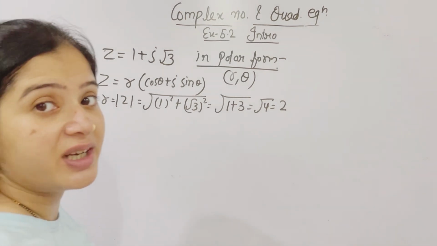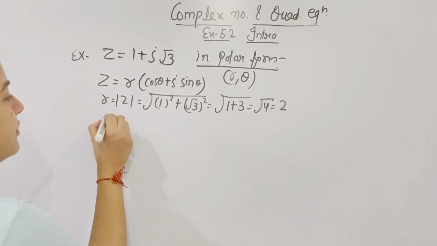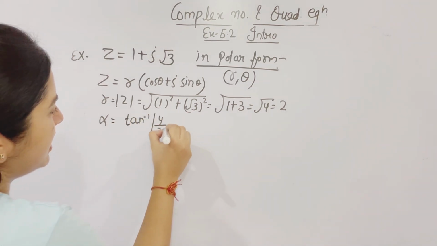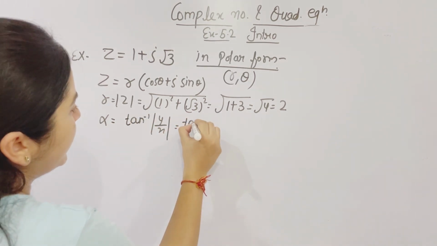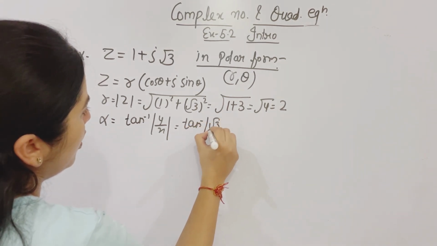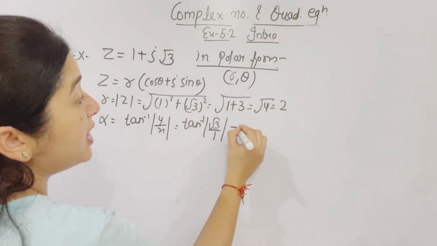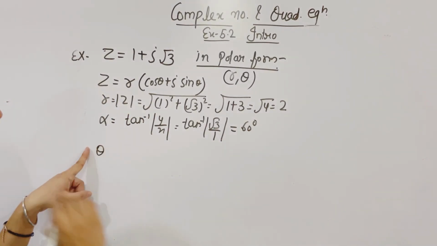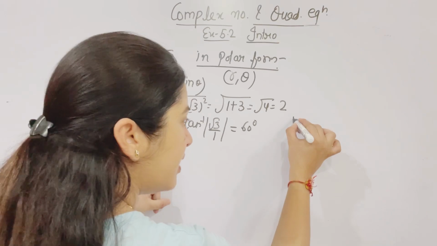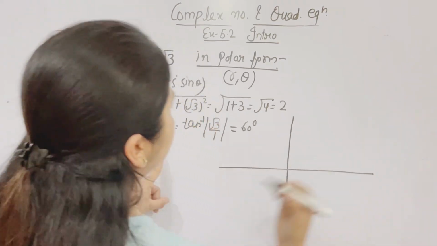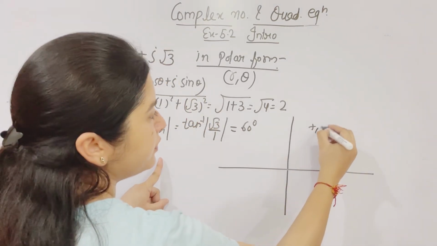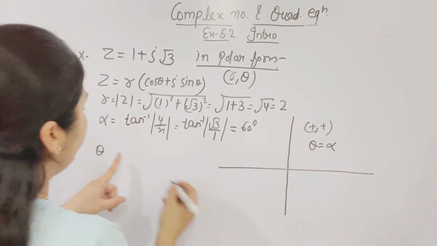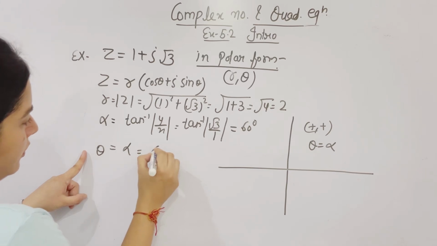Now the turn is to find theta. For that we will have alpha first. Alpha is tan inverse y upon x. Tan inverse root 3 upon 1. Tan inverse root 3 at which angle? 60. Now the theta's value will depend on the quadrant in which complex number lies. Let's see. Both are positive. First quadrant, and we have studied in first quadrant theta equals to alpha. So easy. Which will be 60.